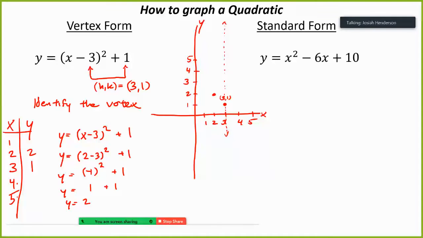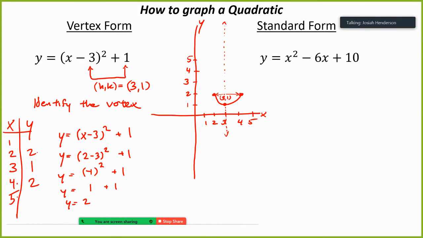Now remember, we have symmetry around our line in the middle, so the axis of symmetry. So we can actually put one right across from this on the other side right here. So 4 comma 2 is also on our graph. And there's the beginning of our parabola.